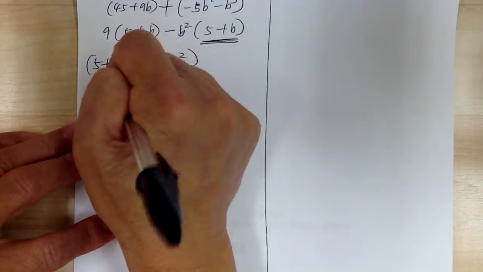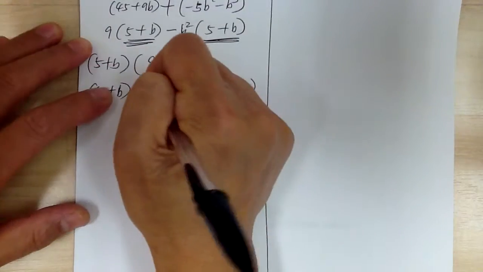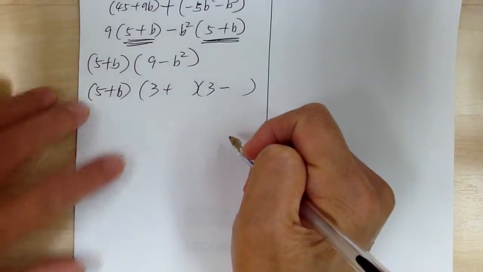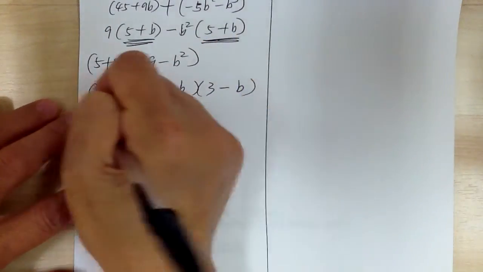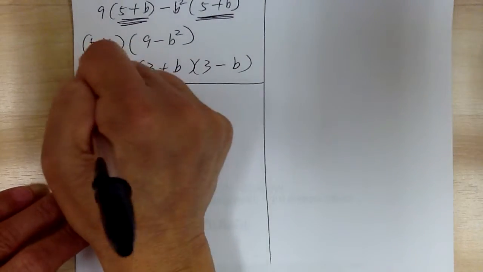So you have to get your conjugate. So to get 9, I need to get 3 times 3. To get b squared, I need to get b times b. Okay. Let's go to 31.